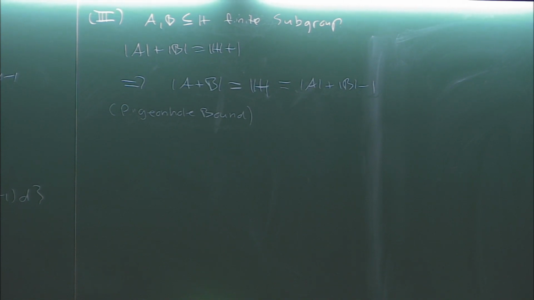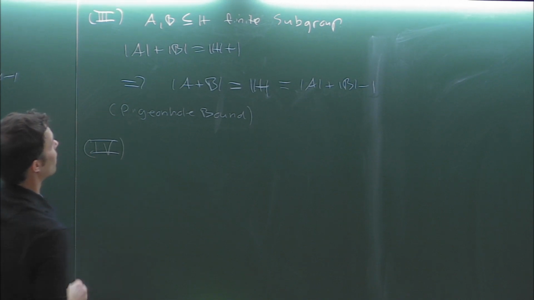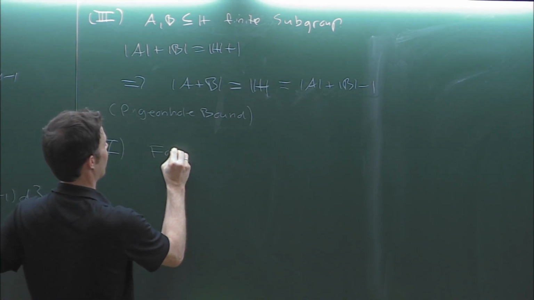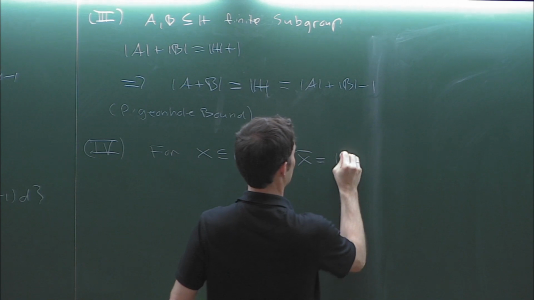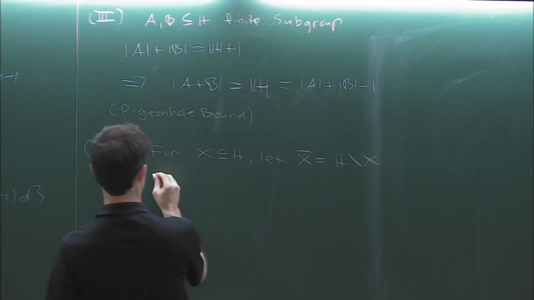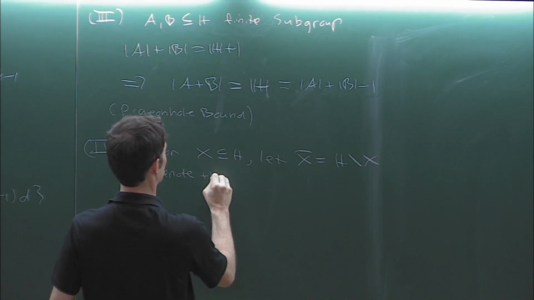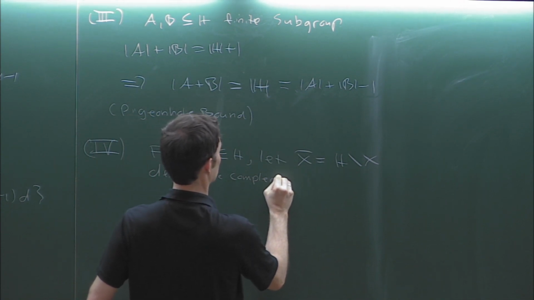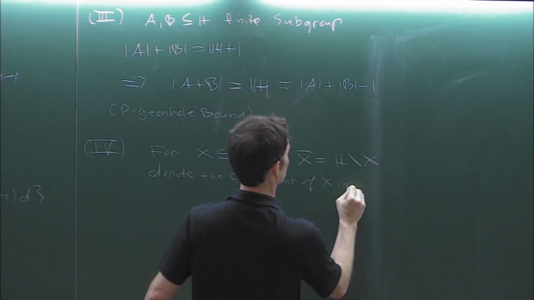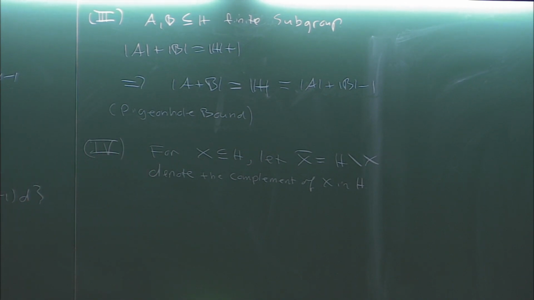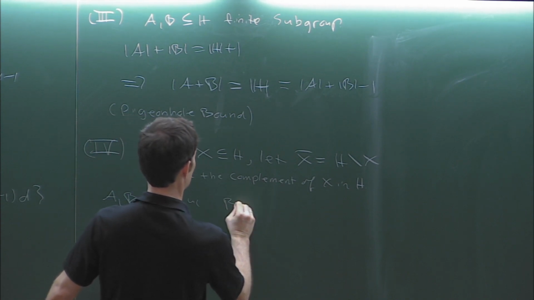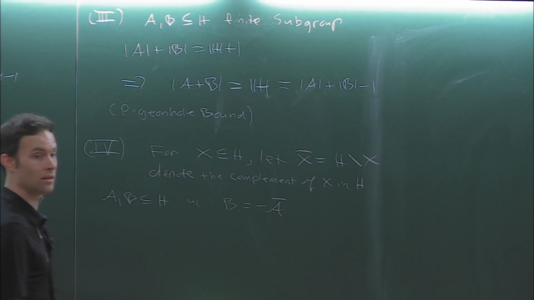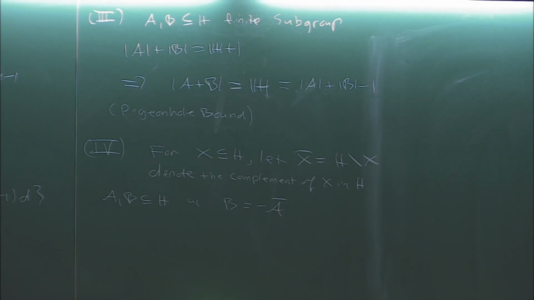Now there's another example that might even be a little more out of left field. Let's say we have X inside H. Let's let H bar just be H minus X, so it'll be its complement. So relative to the subgroup H, we're just saying everything in H that's not inside X. And now suppose A and B are contained inside H, and B equals negative A complement. Right, so it's just the complement of A.